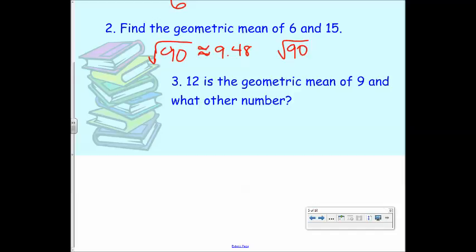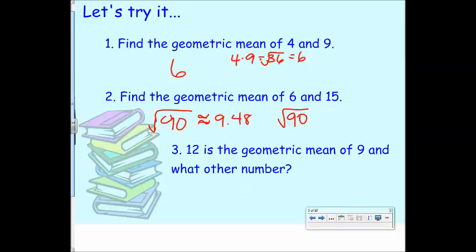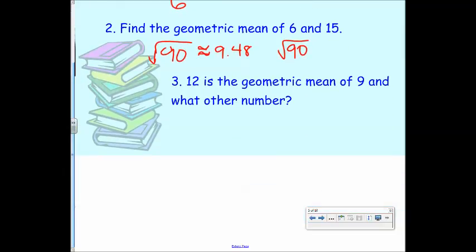How do you start the geometric mean problems? Multiply the 2 numbers. In this case, do we know the other number? So what could I call it? X. Okay, so we're doing 9 times x. And then whatever you get there, the square root of that equals what? 12. Okay, so to work backwards here, how do I get rid of a square root symbol? Square it. I want to square both sides. So if I square this side and I square this side, what happens over here?